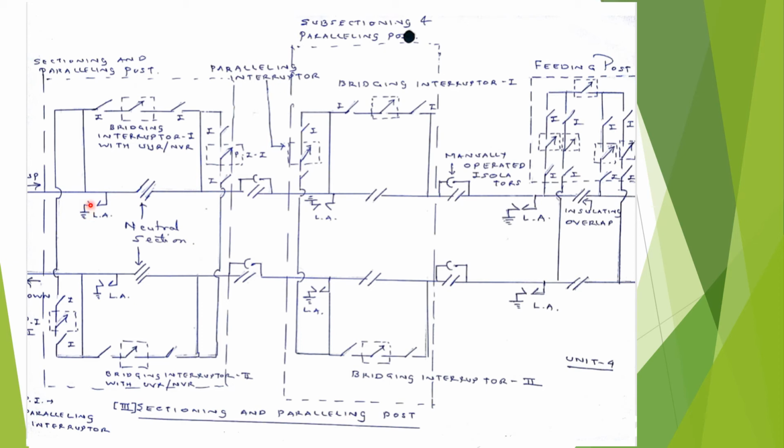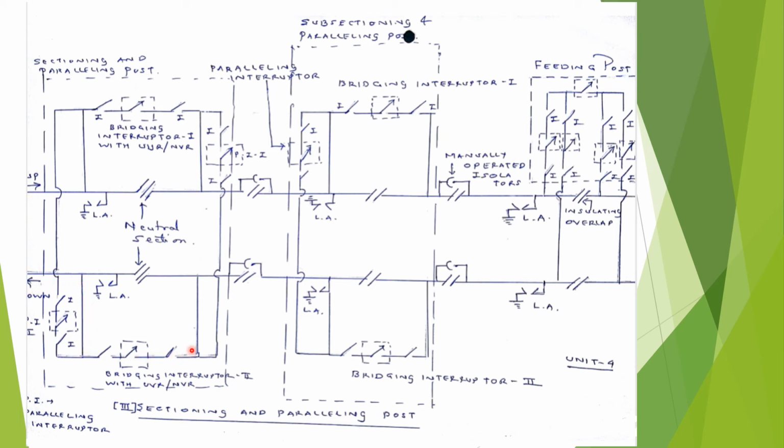So in this way, the supply from the adjacent section where it is healthy will come this way, through this manually operated switch, and all the bridging interrupters are made on in this way. So you can bring the supply from the healthy section on the left hand side of the neutral section back to the section where the supply had failed. Similarly, whatever I have explained for the up track is also true for the down track here.